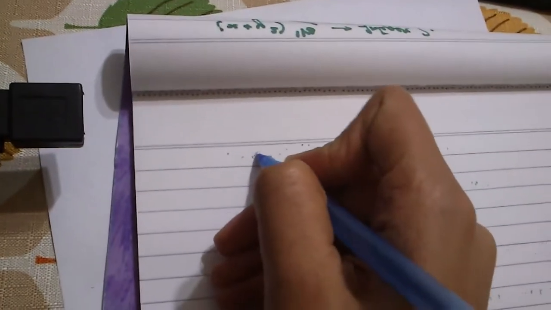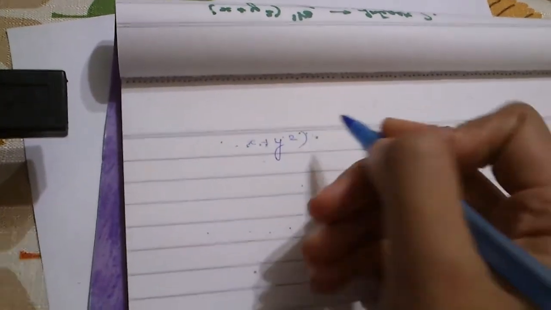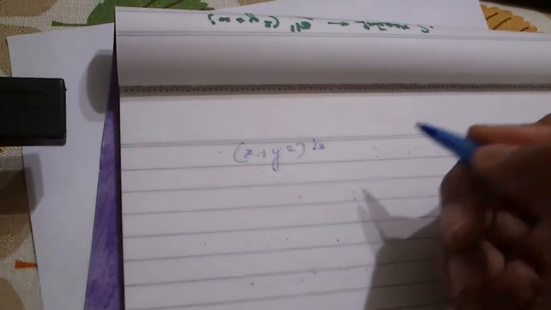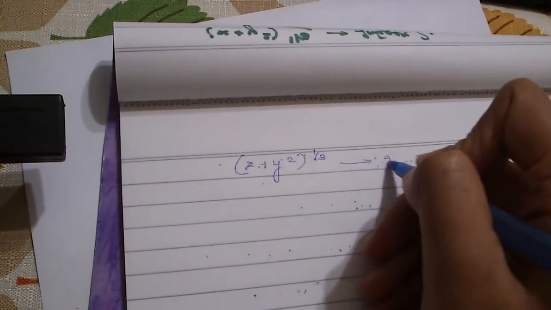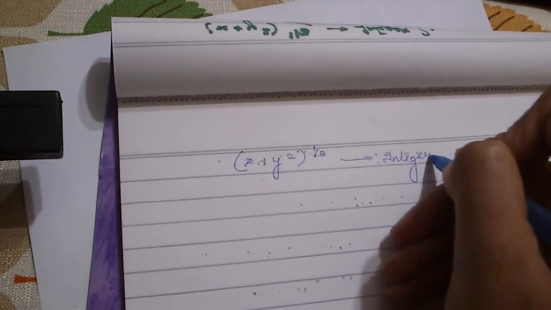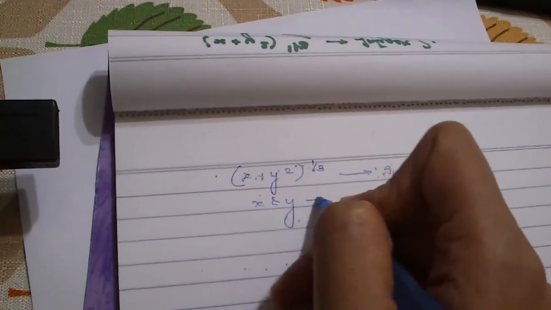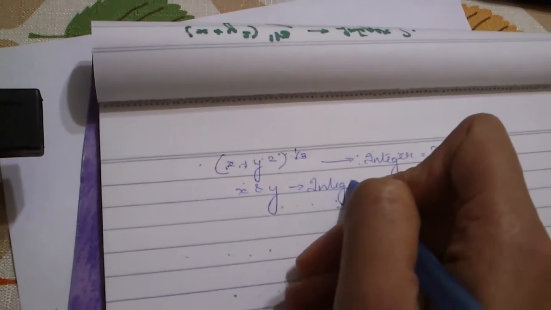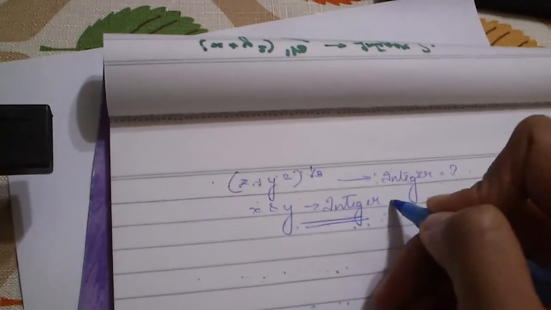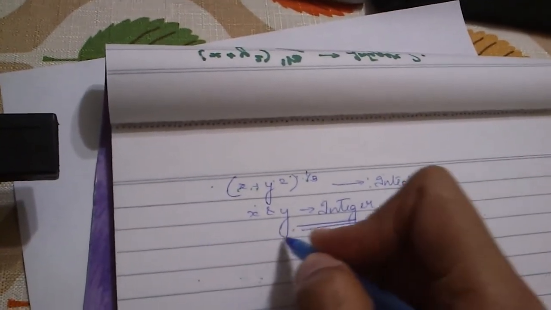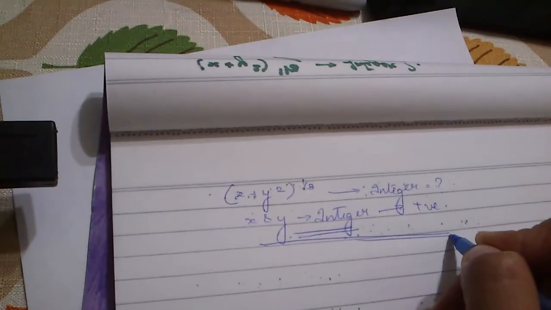Now, how do we deal with this question? The first bit of information says x plus y squared, and we need to find out whether the cube root of that is an integer or not. We don't know this. However, we do know x and y are integers. That is good news for us. And they also happen to be positive. These are the only two pieces of information given to us in the question.